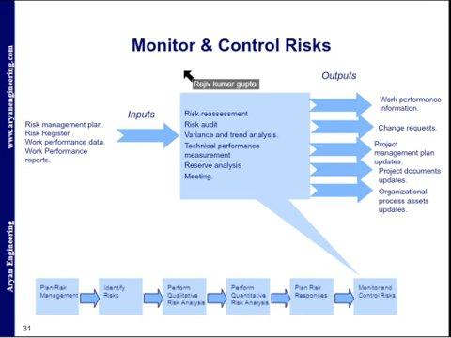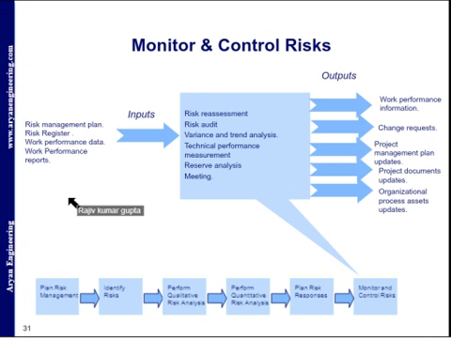Now the last process, Monitor and Control Risks. This is the process of implementing risk response plans, tracking identified risks, monitoring residual risks, identifying new risks, and evaluating risk process effectiveness throughout the project.